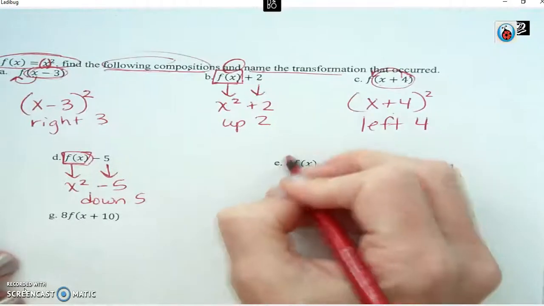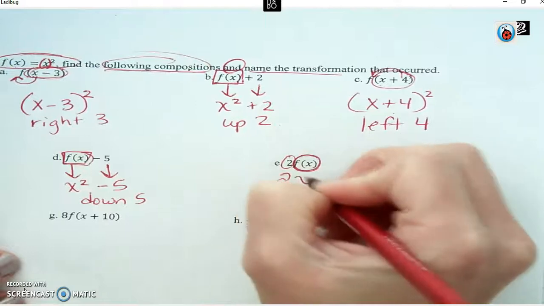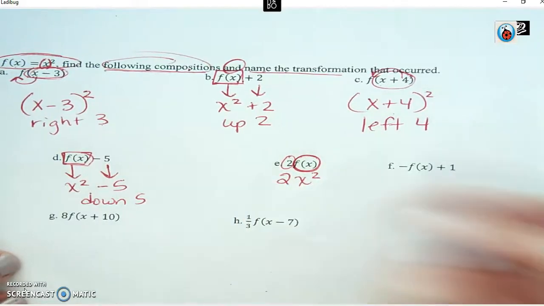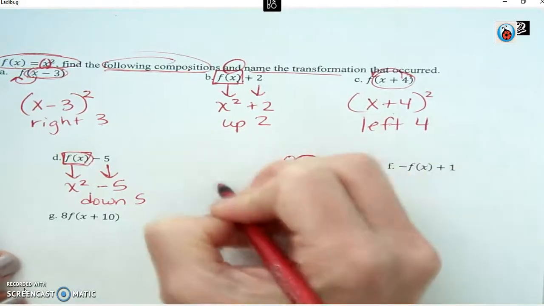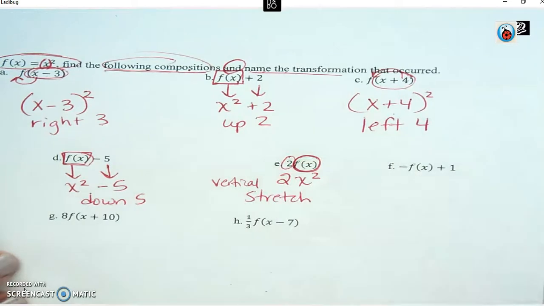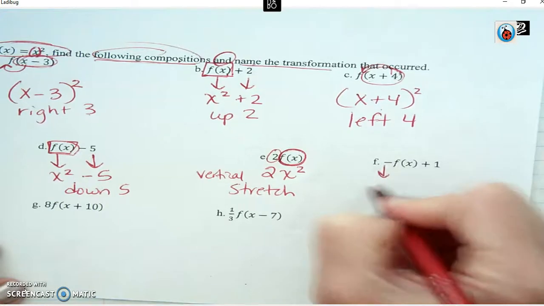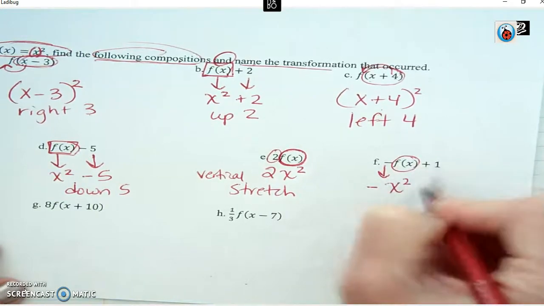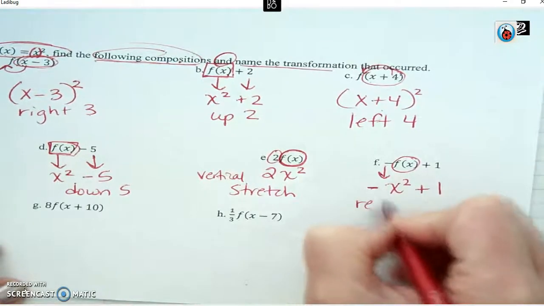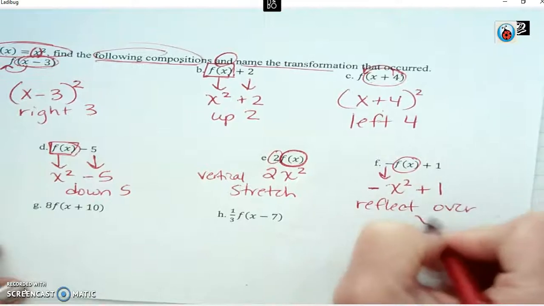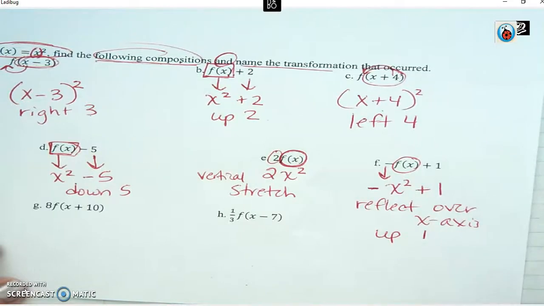All right, notice on this one, they have multiplied 2, and then we can replace that with x squared. This is a dilation or a stretch, a vertical stretch is the language that they're going to use, okay? All right, this one has 2 things going on. Negative f of x is x squared plus 1. All right, the negative makes it reflect over the x-axis, and the +1 moves it up 1.